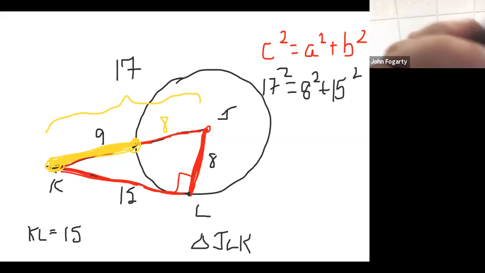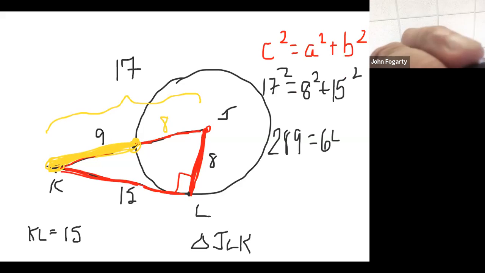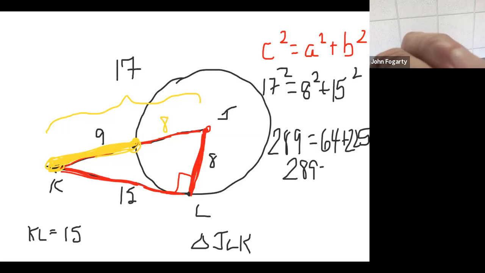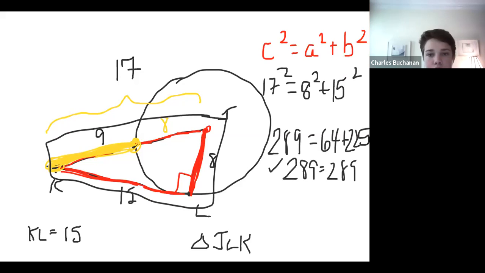So I wonder, is 17 squared equal to 8 squared plus 15 squared? What's 17 squared? 289. Is that equal to 64 plus 225? Yes, it is. So what do I know about my little triangle? We know that that is a right triangle. How do you know it's a right triangle? Because the Pythagorean theorem works. All righty. Yeah.